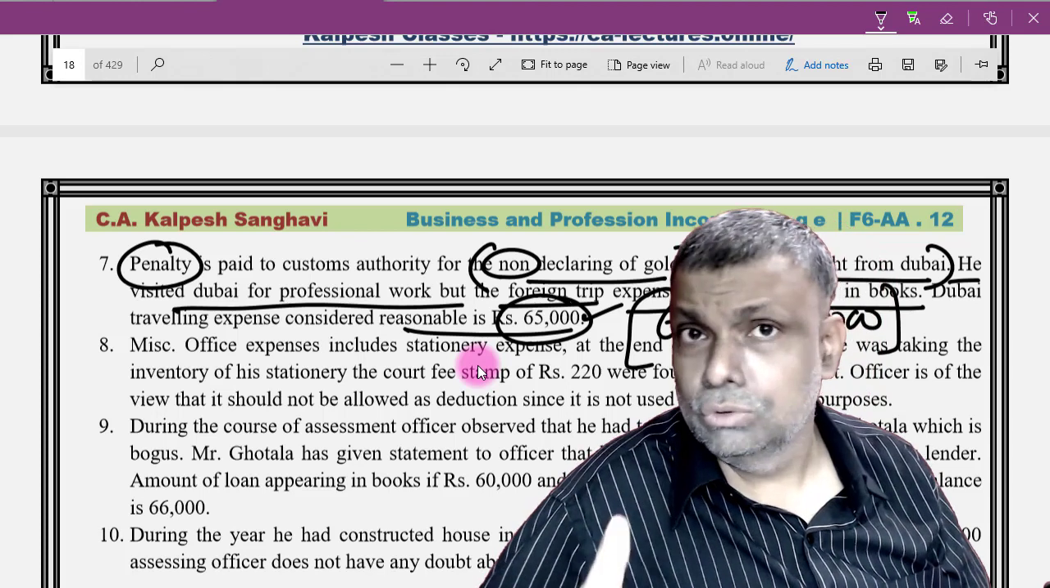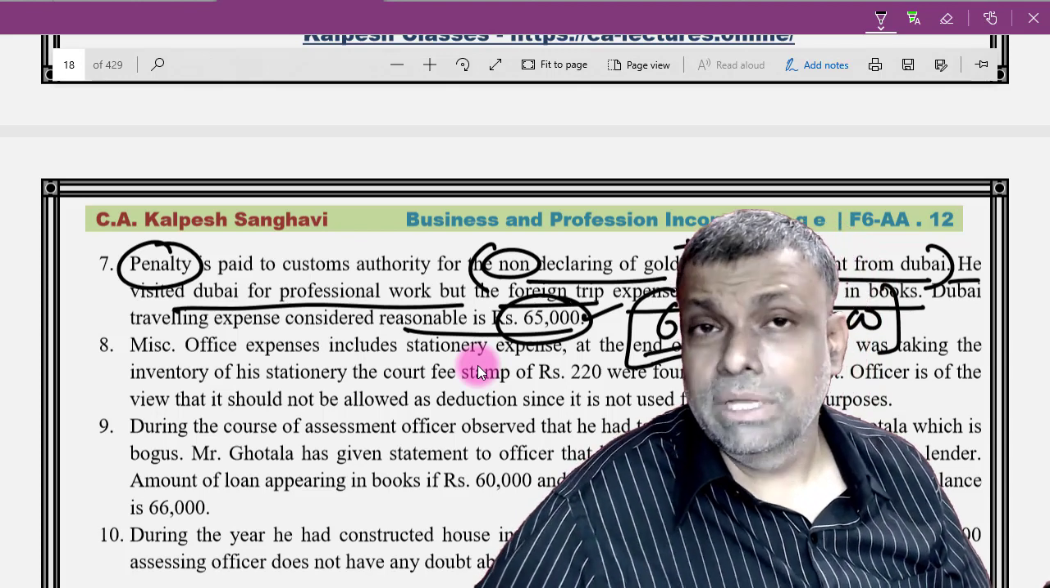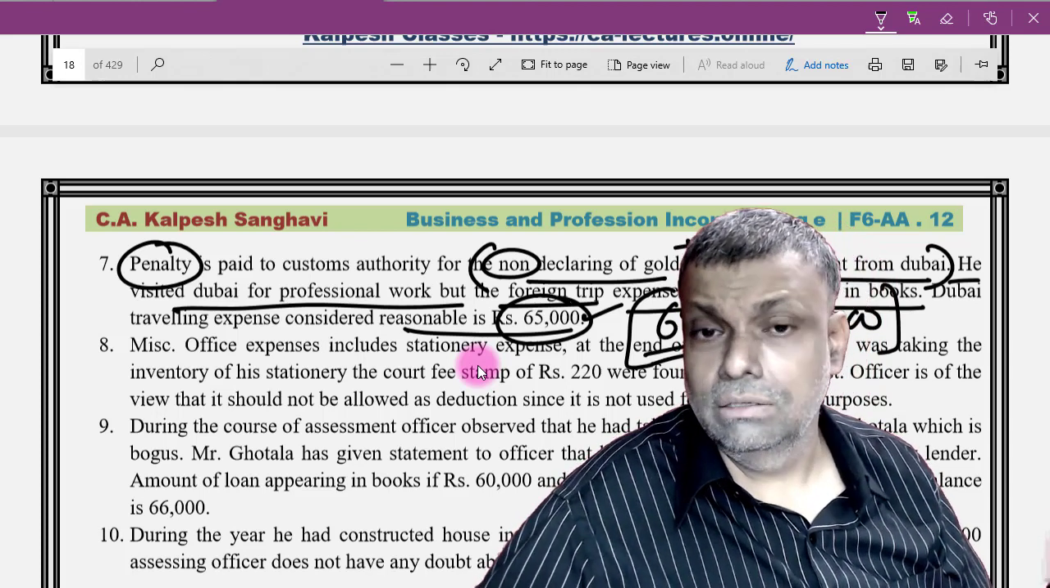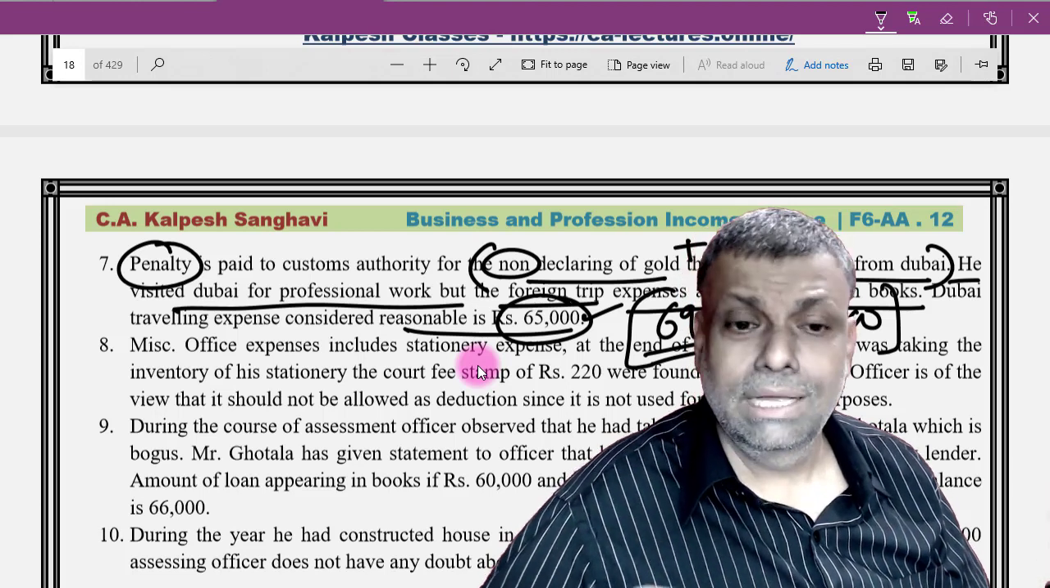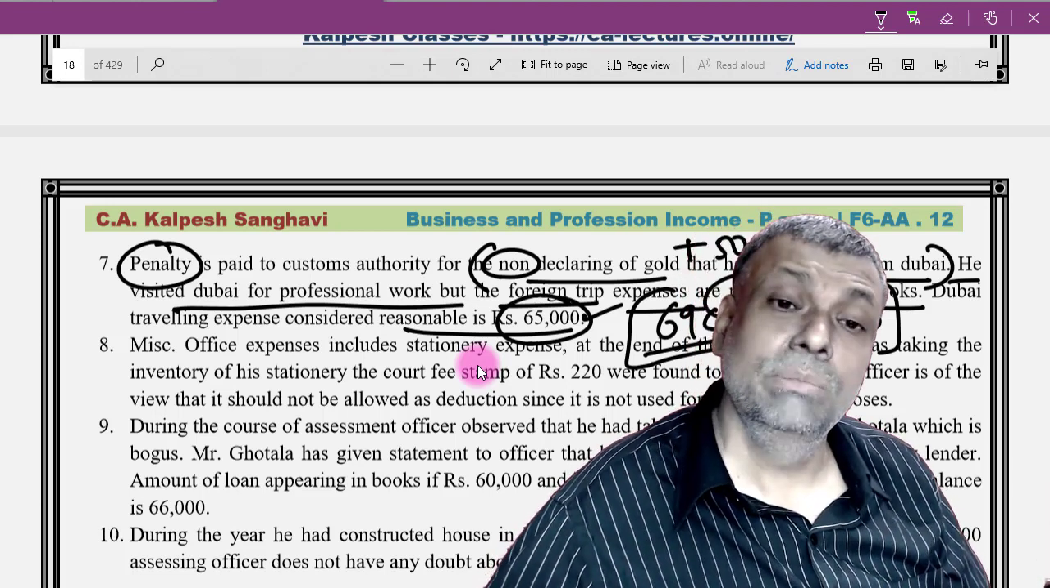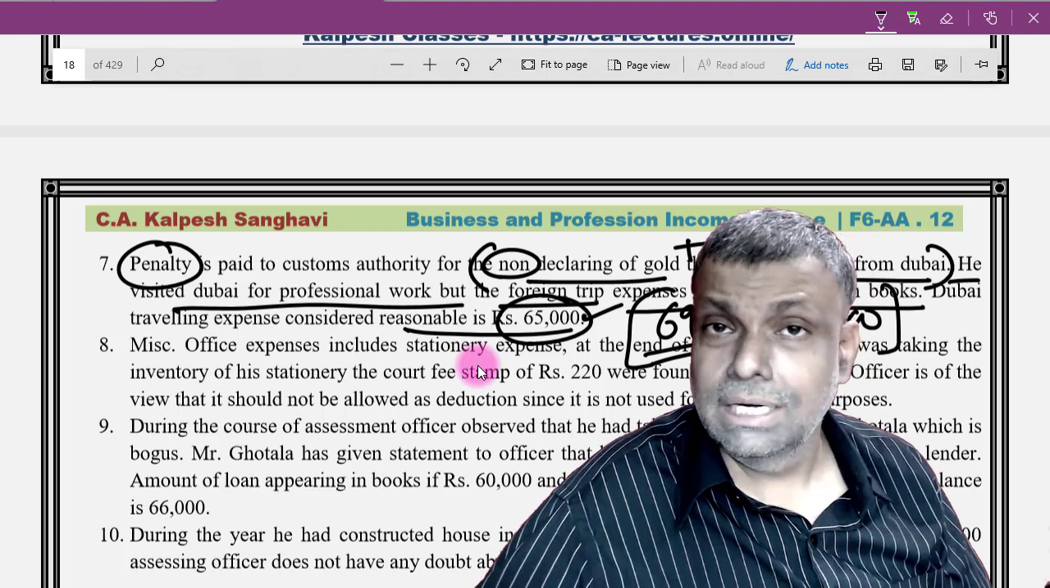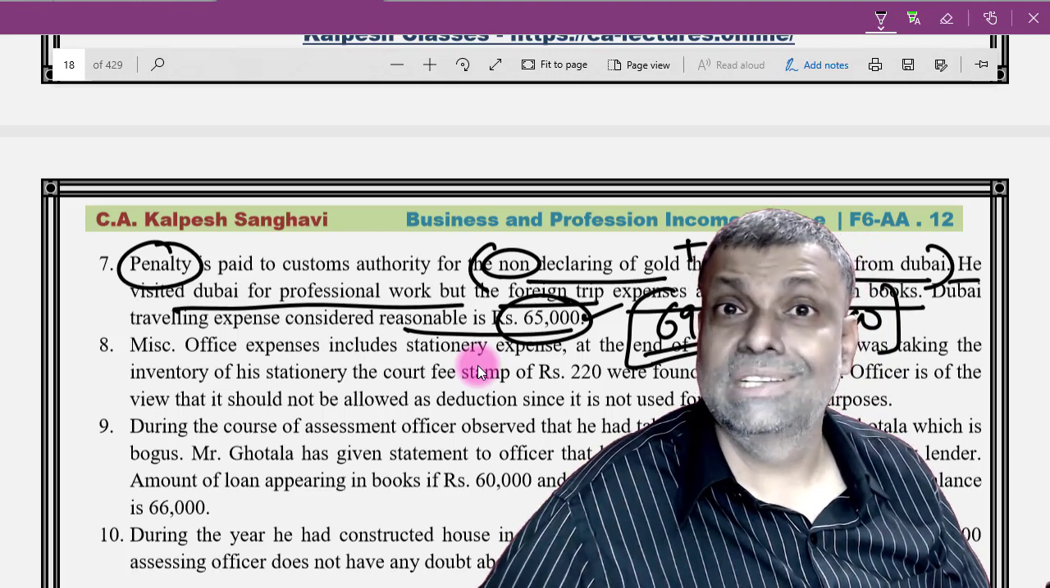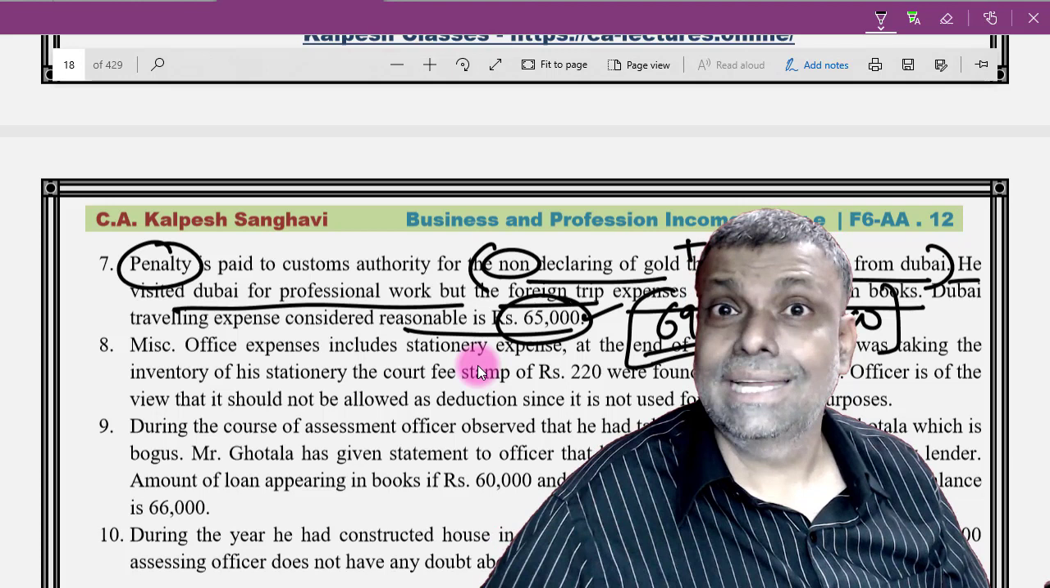I already told you that you should know very clearly that if you are making additions under 68, 69, etc., it should be a separate breakup which should be given and should be there in the computation, that additions made under this section. The reason I am telling you once again, it's a repetition, is because there are special rates of tax for these types of incomes.